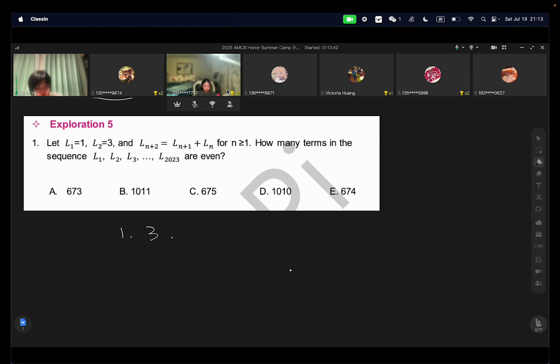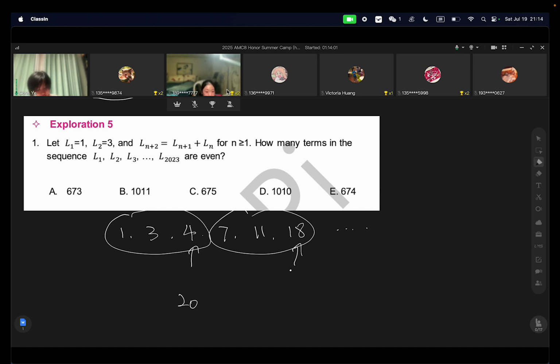So we have 1, 3, 4. Let's first fill out a few more: 1, 3, 4, then 7, 11, and 18. All the way, we see that every three numbers, the last number is going to be even.